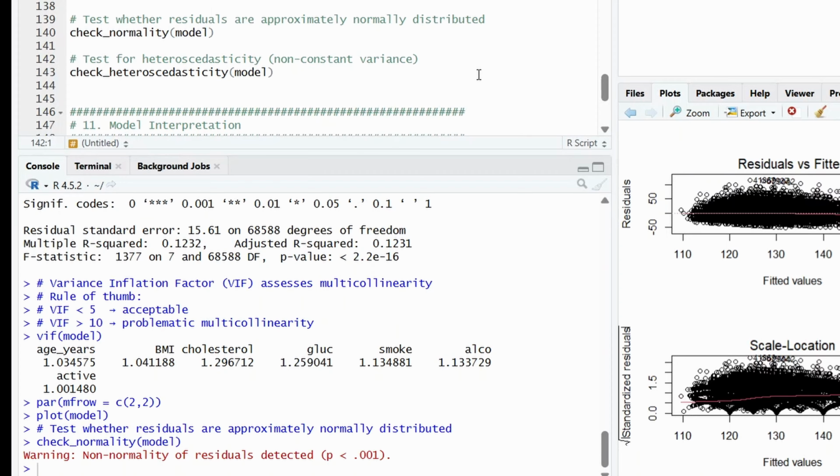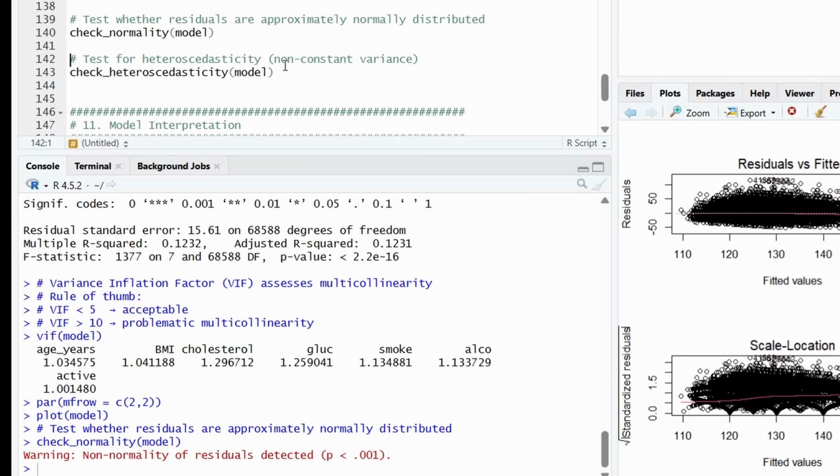Not necessarily. Linear regression is fairly robust to small deviations from normality, especially with a large sample size like ours, over 68,000 observations. However, it's something to keep in mind. Extreme outliers could be influencing the model. In some cases, transformations of the outcome, like log or square root, might help improve normality. For inference, the large sample size helps ensure that p-values are still reasonably reliable. In short, the residuals aren't perfectly normal, but with such a large dataset, this is common and usually not a serious problem for interpretation of coefficients.